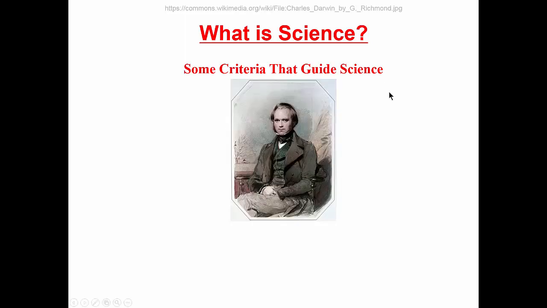In this video, we'll address the question, what is science? We'll consider some criteria that guide science rather than considering a definition of science, which is something we've done in a prior video. To help motivate today's conversation, when we address the criteria that guide science, we'll use some examples that relate to Charles Darwin's theory of evolution. We can begin by asking whether a Darwinian explanation for a given psychological phenomena satisfies the criterion of falsifiability.